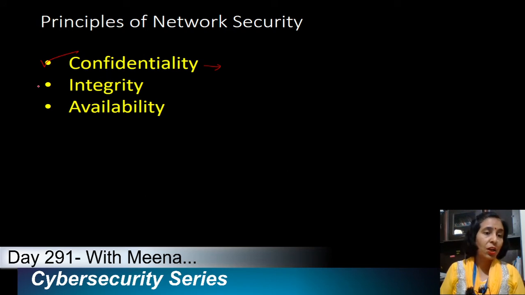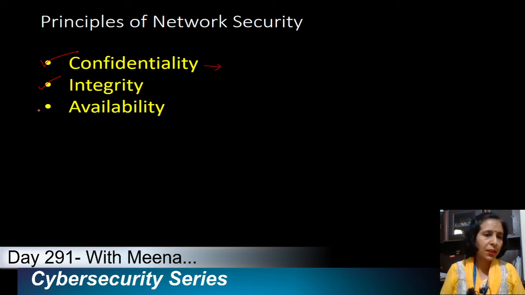Next is integrity. We want to achieve integrity, meaning who is changing what, we come to know about it. If some change has been made in the data, in the security systems, or whatever resources we have, we come to know. Otherwise, if we don't know that a change has been made, we are not able to achieve security.